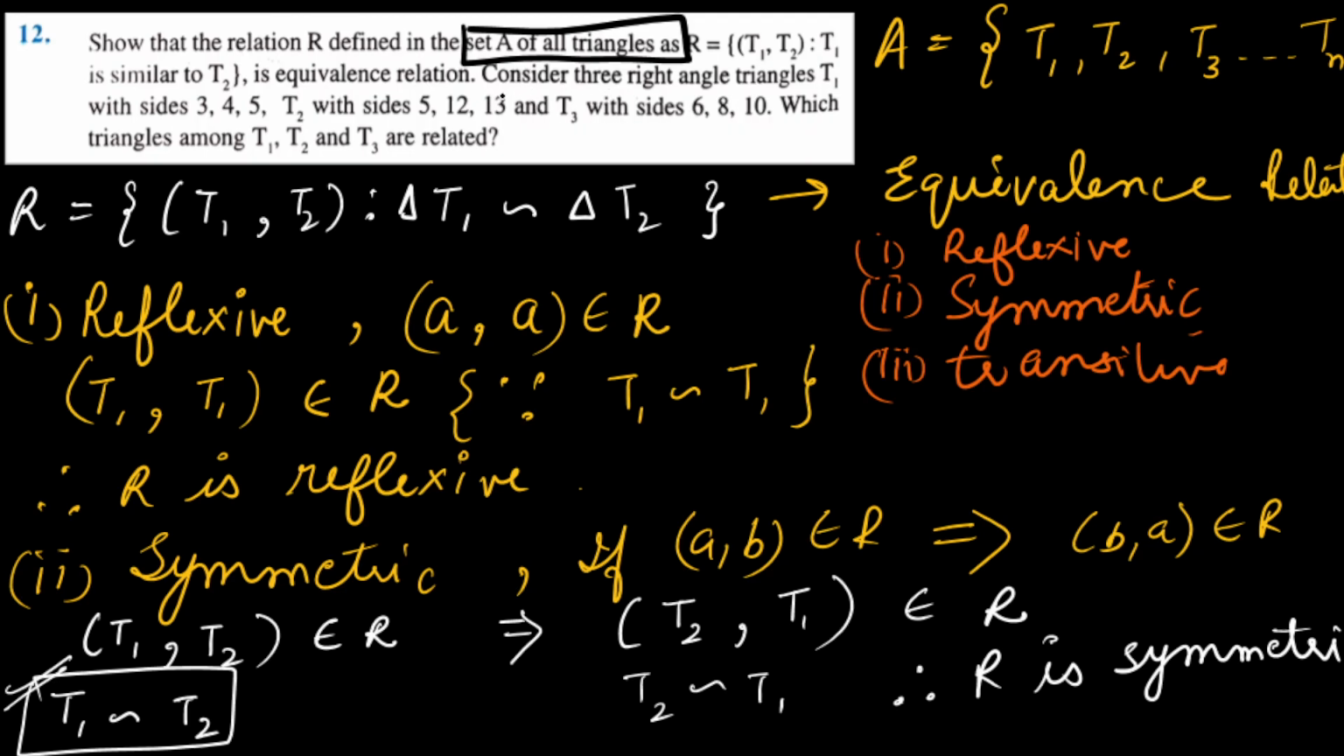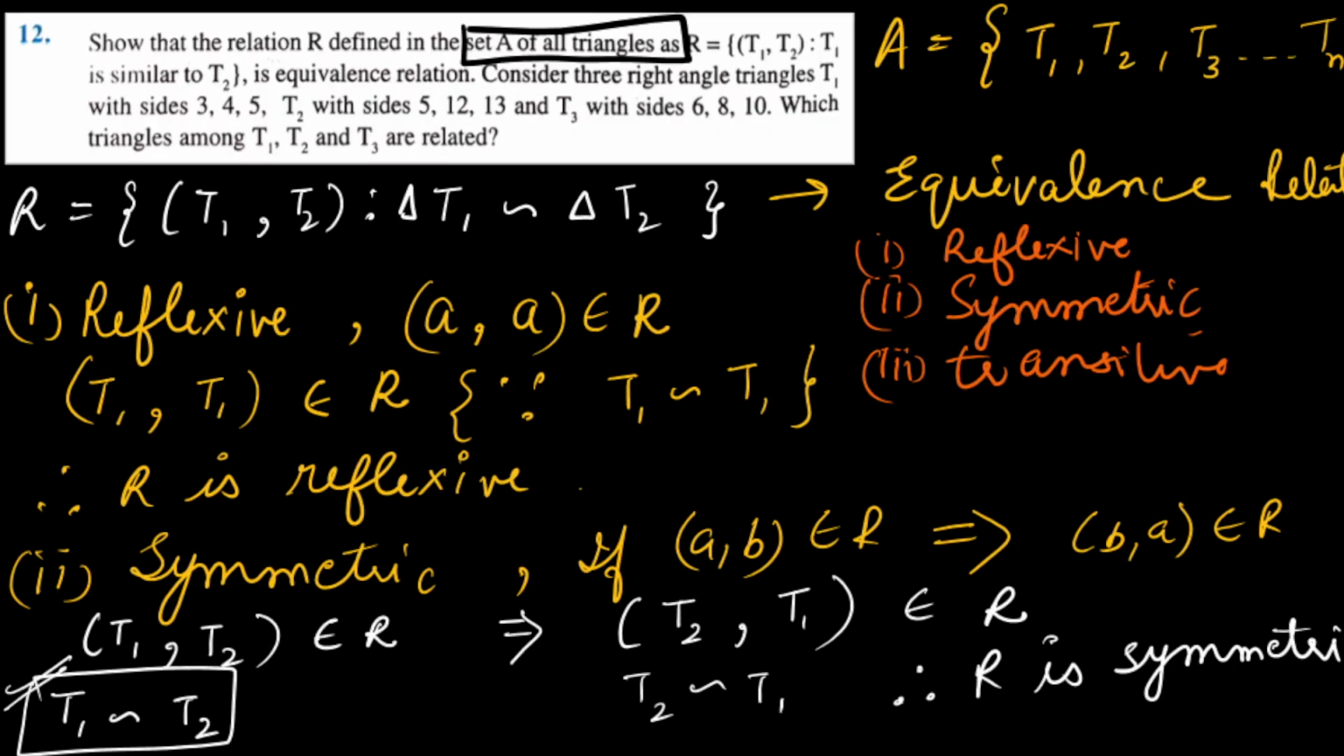Consider three right triangles T1, T2 and T3, whose sides are given to us. Which among T1, T2 and T3 are related? The first triangle T1 has sides 3, 4, 5. These are right angle triangles. The second triangle T2 has sides 5, 12, 13.